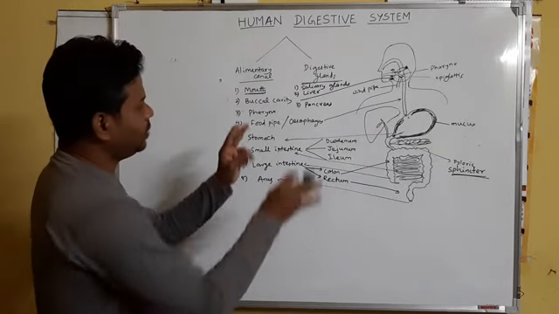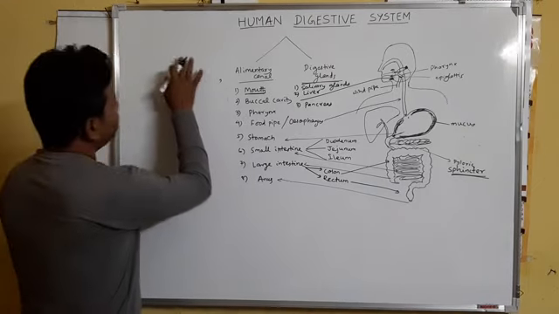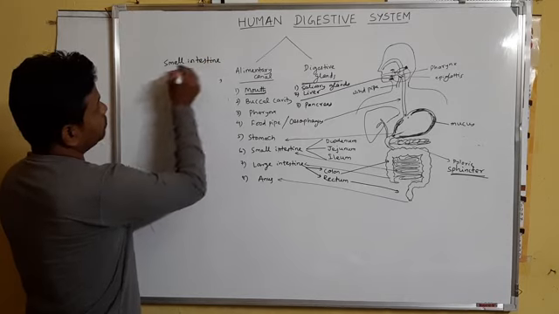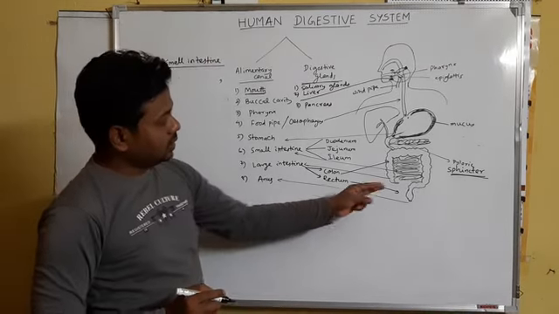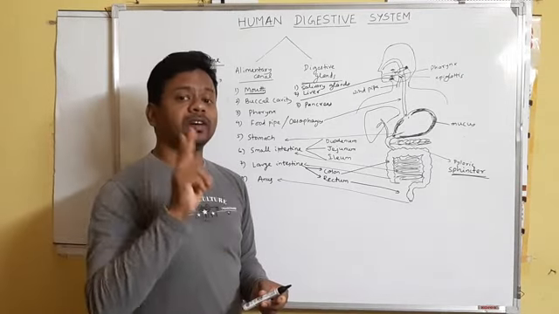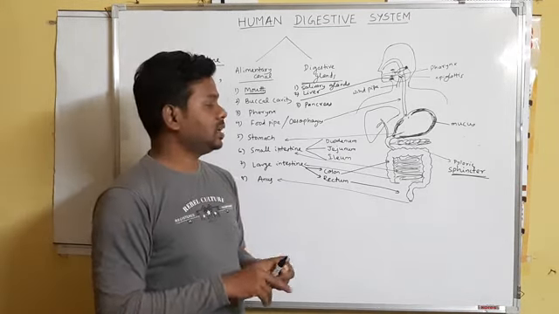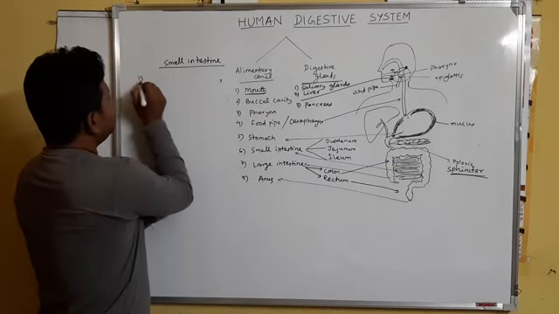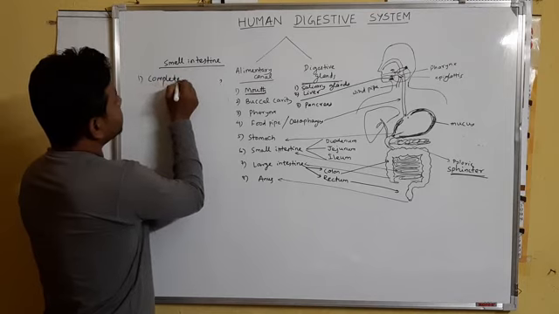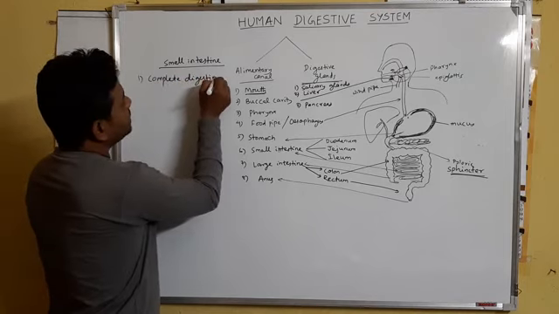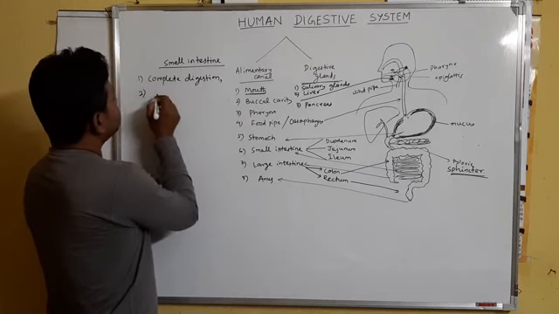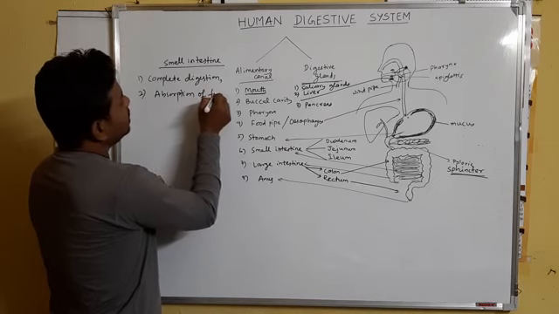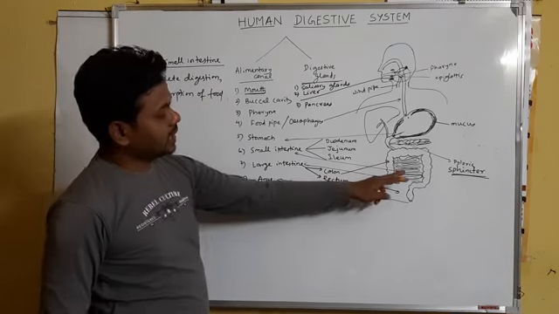Okay, then the food comes to the small intestine, which is a very important part of the digestive system. Why am I telling you about that? The small intestine has two main functions. In the small intestine, complete digestion takes place. The food is completely digested inside the small intestine, and the second is absorption of food. So these two things take place inside the small intestine.